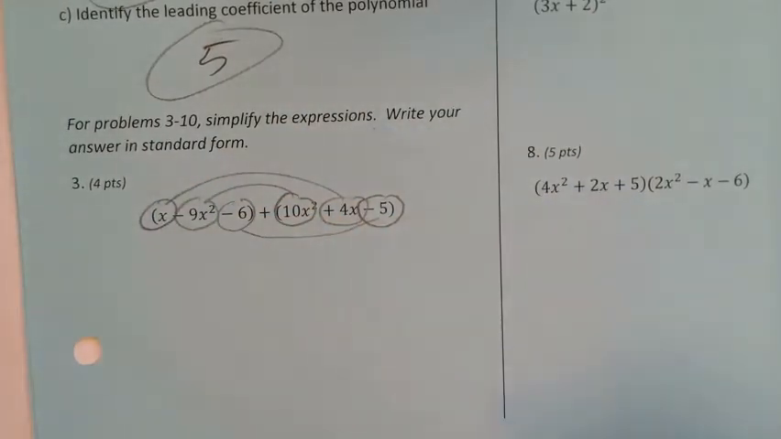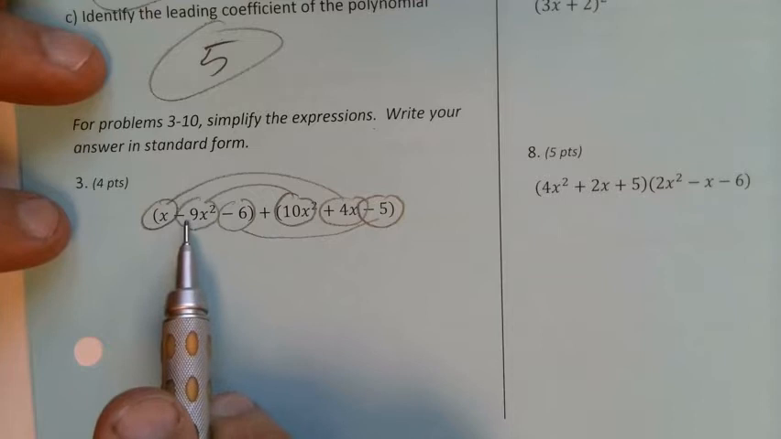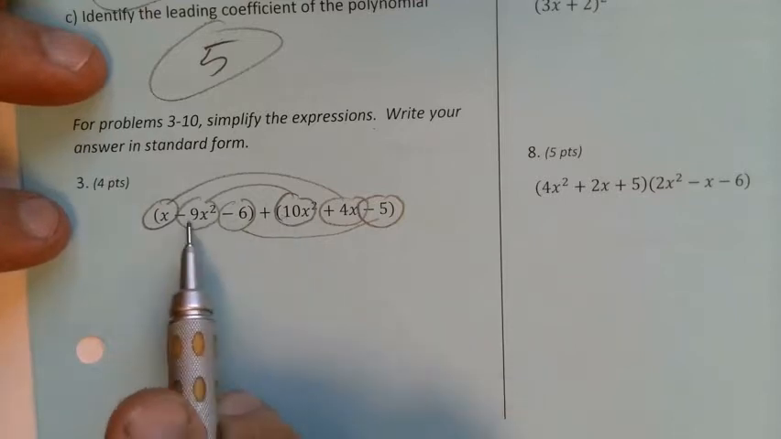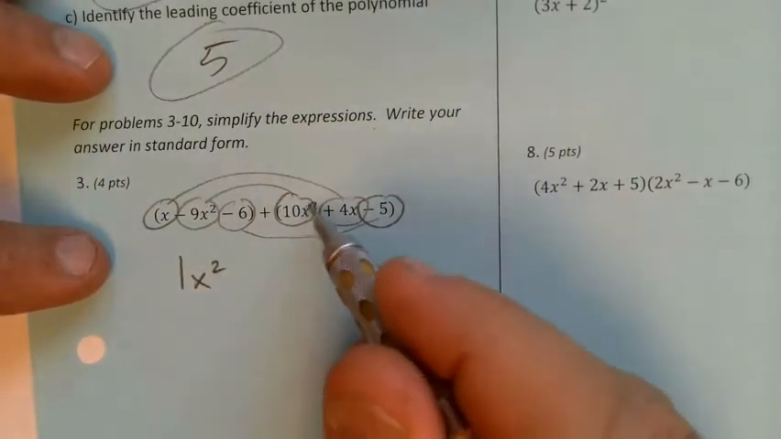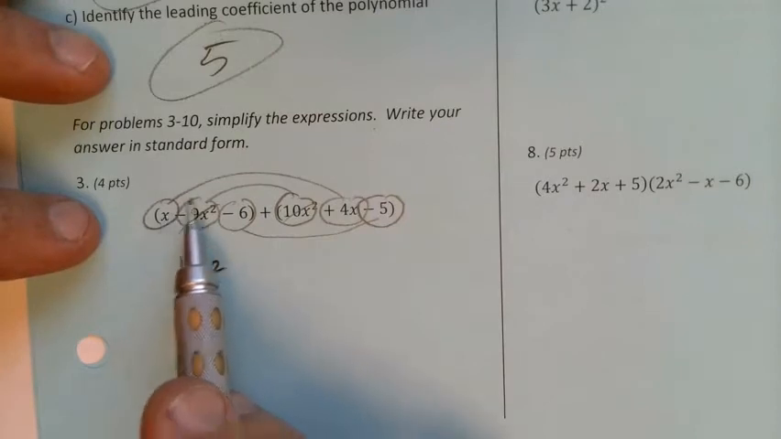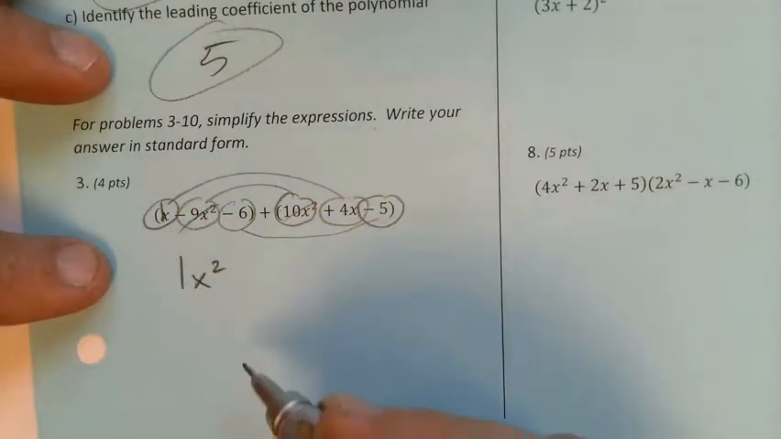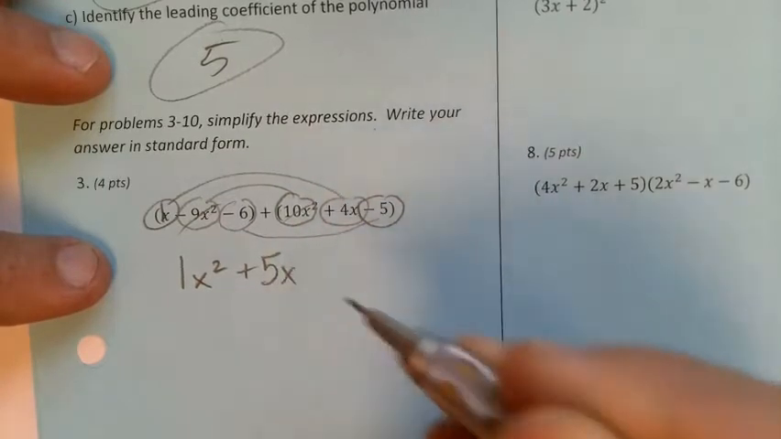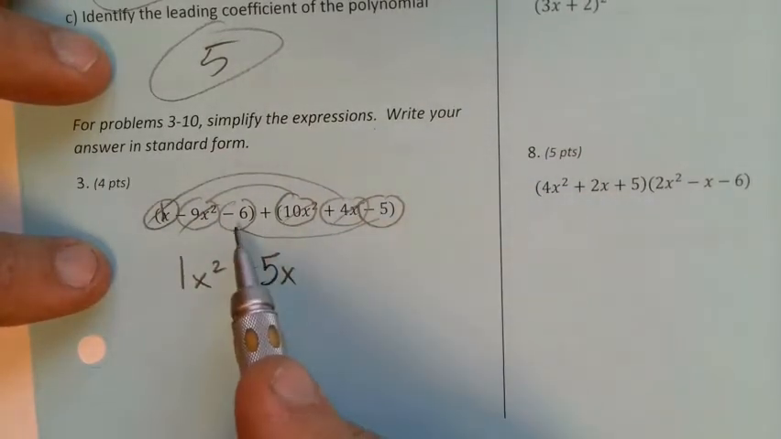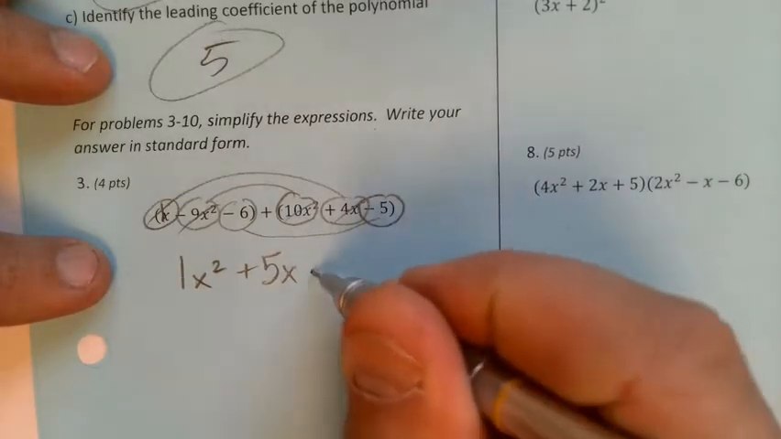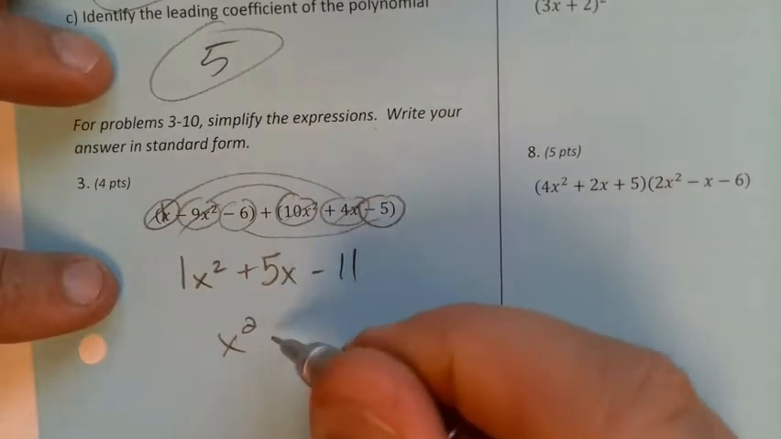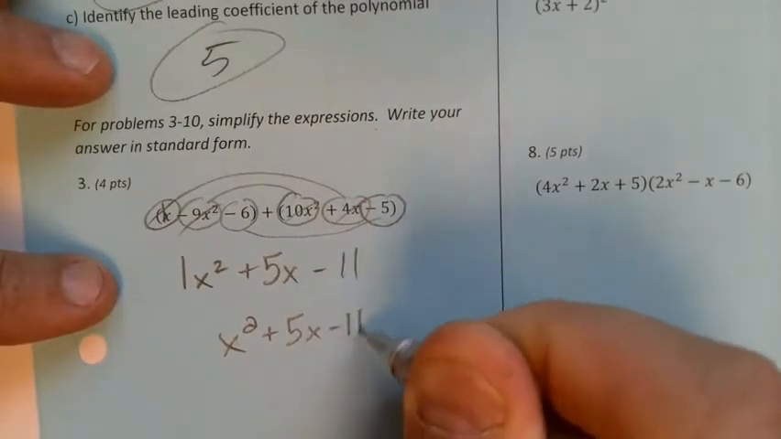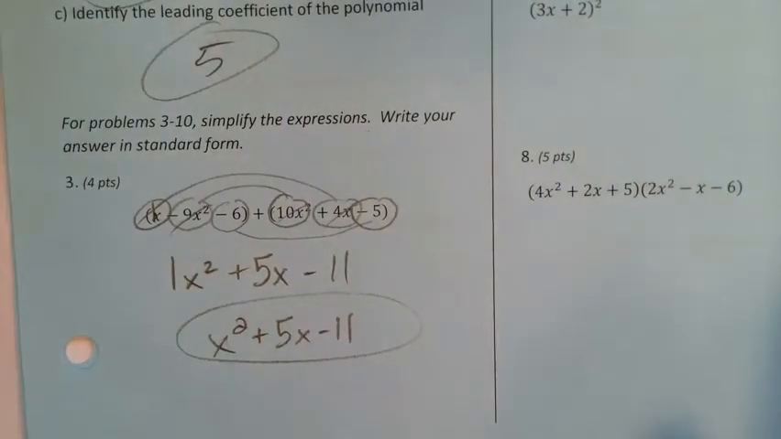I need to find the highest exponent, which is the 9x squared. So what's negative 9x squared plus 10x squared? Negative 9 plus 10 is 1x squared. The next one is the x's: x plus 4x makes positive 5x. Negative 6 and negative 5 combine to make negative 11. I don't need that 1, so my answer is x squared plus 5x minus 11. And there it is.